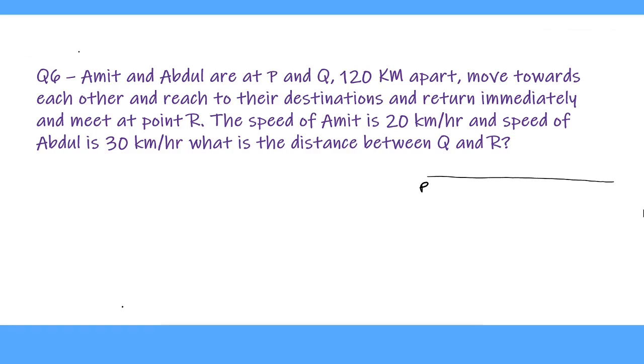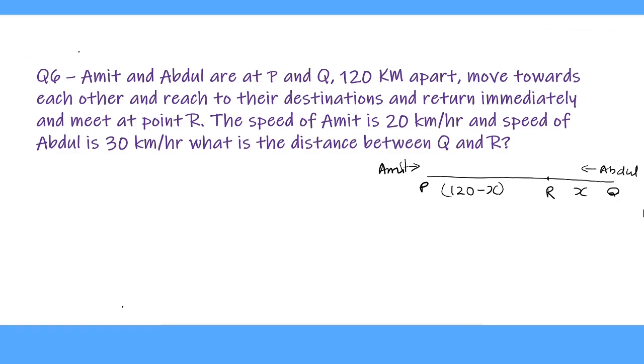This is point P and this is point Q. Amit is starting from point P and Abdul is starting from point Q. Amit reaches point Q and returns back. And Abdul starts from point Q, reaches point P and returns back, and they meet at point R. And we have been asked the distance between R and Q. So let the distance between R and Q be x. Then the distance between P and R will be 120 minus x, as the distance between P and Q is 120. Now it has become very easy to solve it.